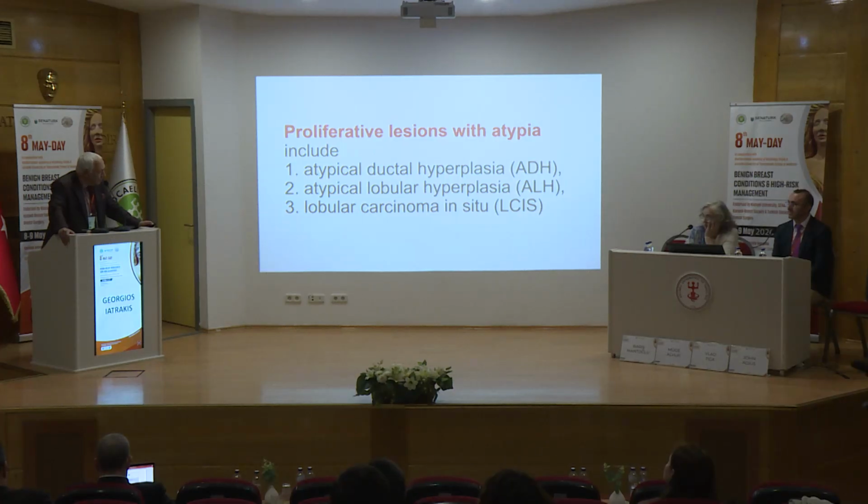I don't know if it's correct, but that's the terminology. Benign lesions of the breast are categorized in these three categories, as you see. And we'll speak about proliferative lesions with atypia, which include atypical ductal hyperplasia, atypical lobular hyperplasia, and lobular carcinoma in situ. How we can categorize lobular carcinoma in situ in benign lesions is another question, but that's the vocabulary we use today in breast medicine.